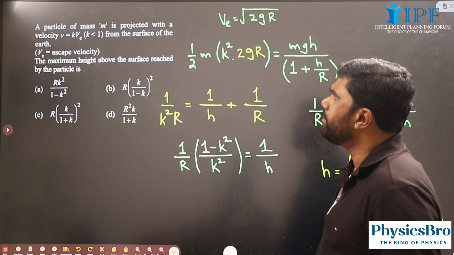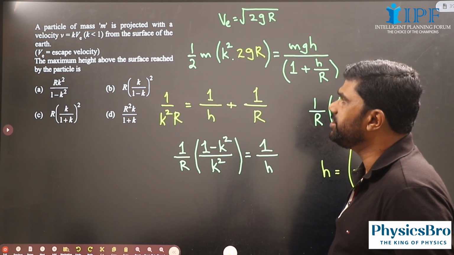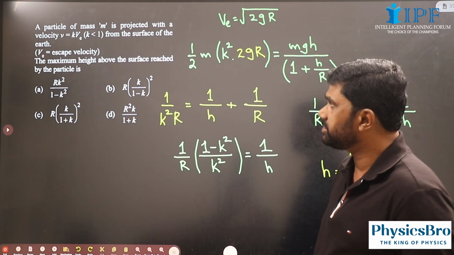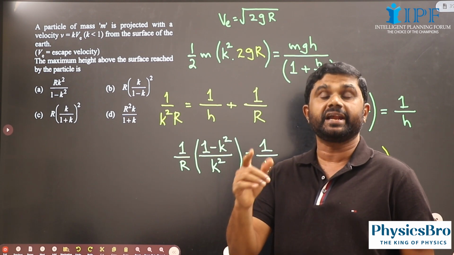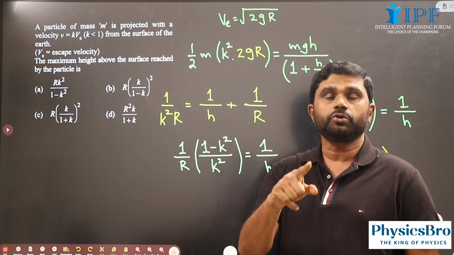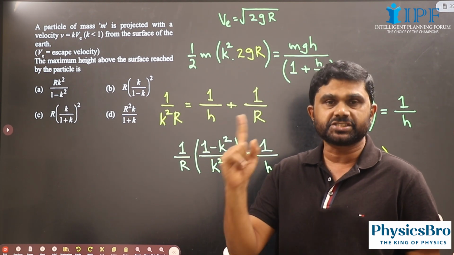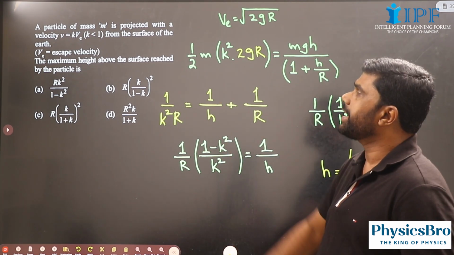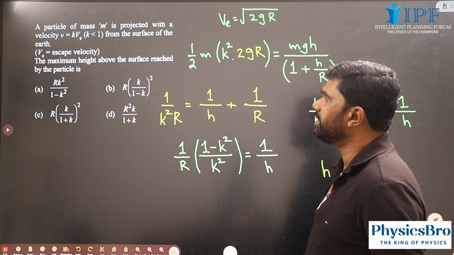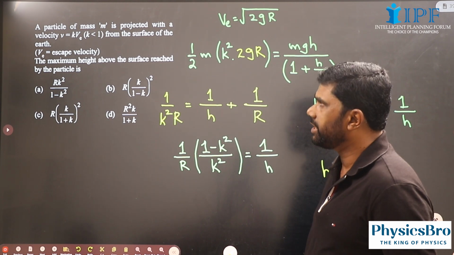Now a particle of mass m is projected with a velocity v equal to k times the escape velocity, where k is less than 1. This means the body is projected with a speed less than the escape speed, so it will not escape. It reaches a maximum height and then returns. We have to find out the maximum height above the surface reached by the particle.